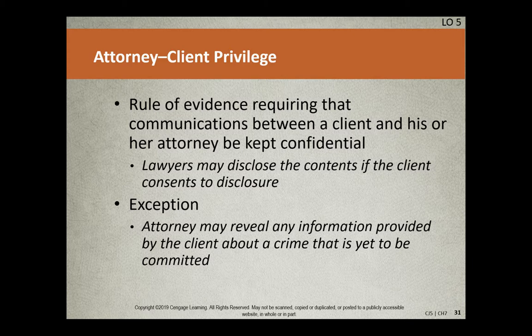And the scope of this attorney-client privilege is not all-encompassing. So in 1989, United States v. Zolan, the Supreme Court ruled that lawyers may disclose the contents of a conversation with a client if the client has provided information concerning a crime that has yet to be committed. So if it's not been committed yet, they can talk about that, but it applies only to communications involving the crime that's ongoing or might occur in the future.